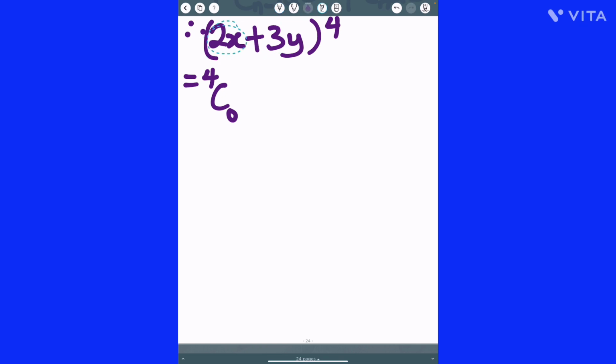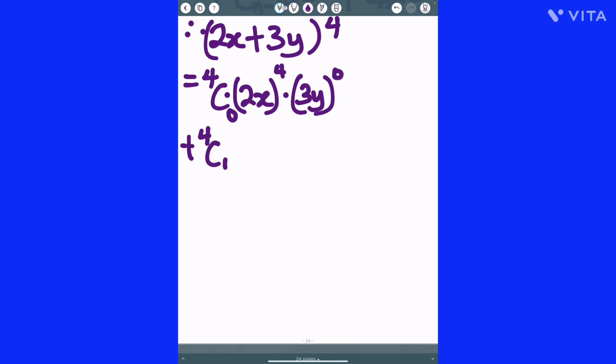My first term here is 2x, so I'm supposed to write 4 combination 0 times 2x raised to power 4 minus 0. Instead of 4 minus 0, let's just leave it at 4, times 3y raised to power 0. That's the first term. Plus second term will be 4 combination 1 times 2x raised to power 4 minus 1. This should have been 4 minus 1, but I can write my 3 straight to make our steps short. 2x raised to power 4 minus 1, 3y raised to power 1.